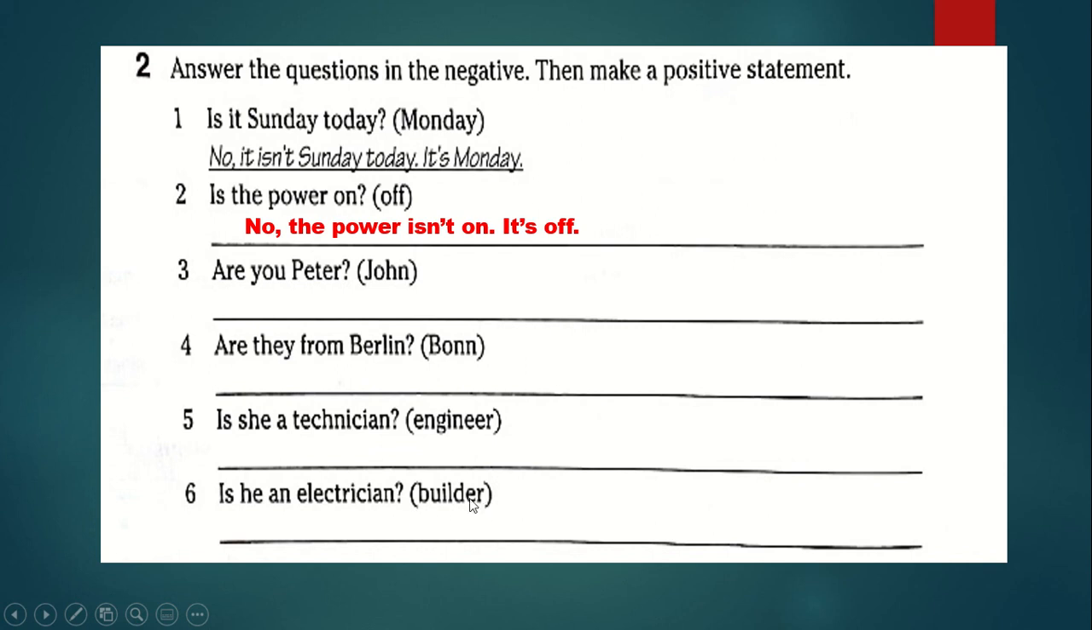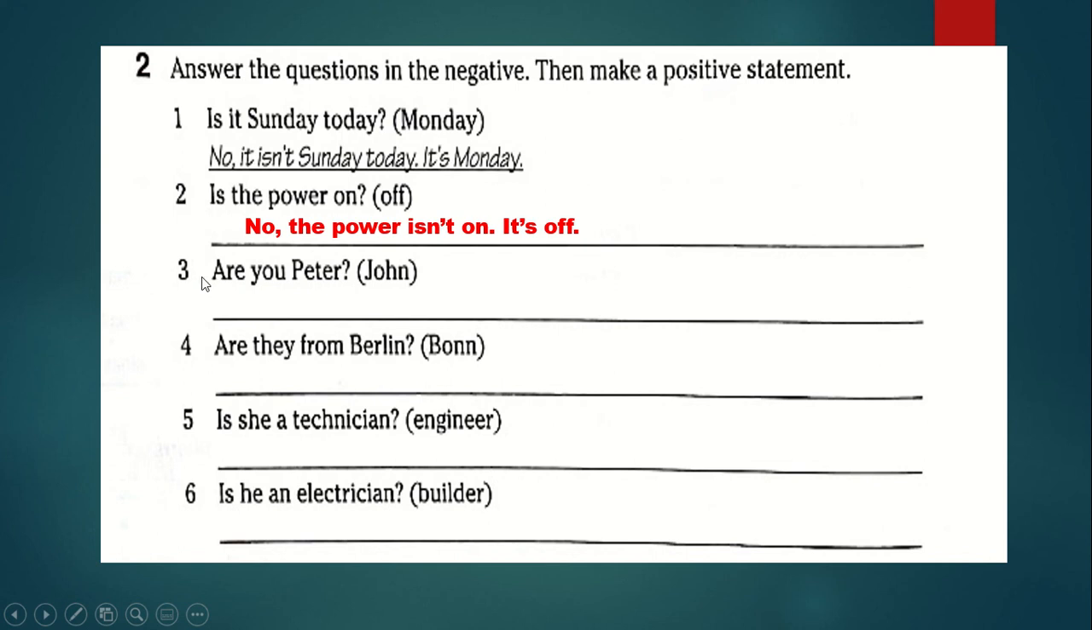Builder, عامل بناء. Electrician, فني كهرباء. Now I ask you please to pause the video again and take about 4 minutes to answer questions 3 to 6 and then come back. Now I assume that you have finished answering the questions, so let's check the answers together.